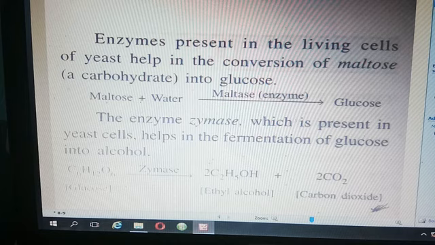Then you can see here glucose, when acted upon by zymase, gives ethyl alcohol, and carbon dioxide gas is released. So this is the reaction that actually undergoes when zymase acts upon glucose.